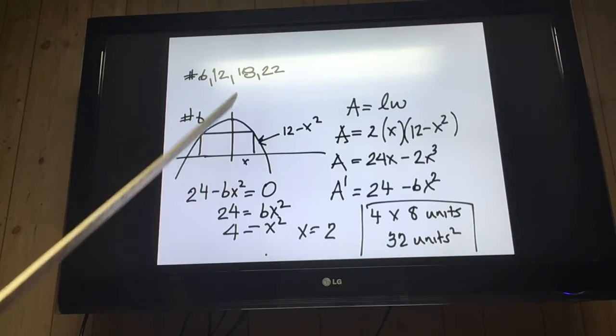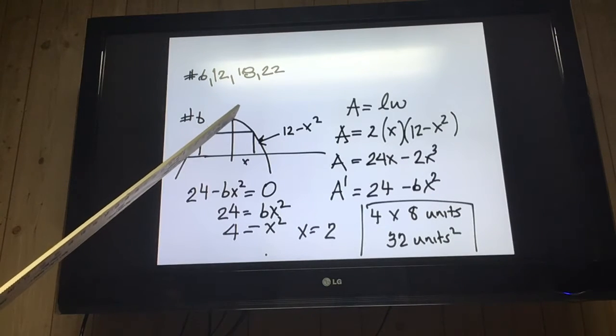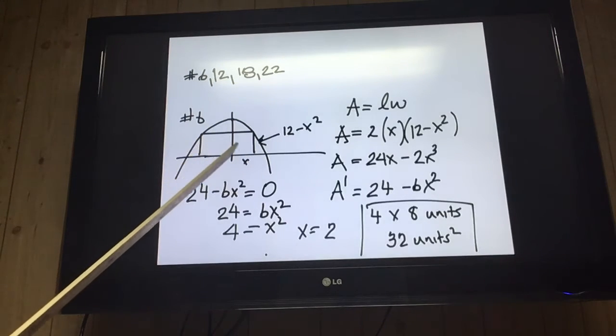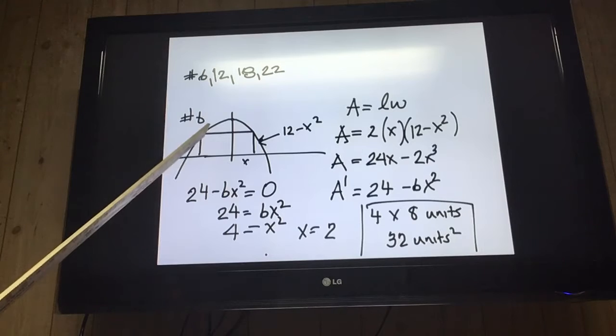So here's our coordinate plane. 12 minus x squared, my vertex is (0, 12), and it's opening down. So I draw my rectangle. And again, it doesn't have to be a perfect picture, just to give you an idea of what's going on.